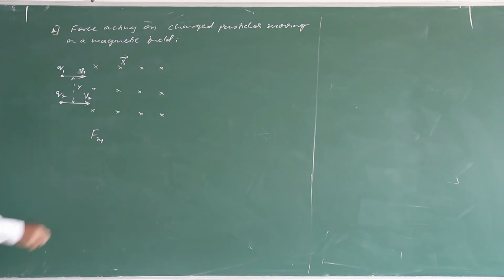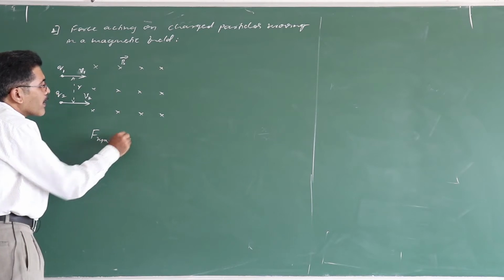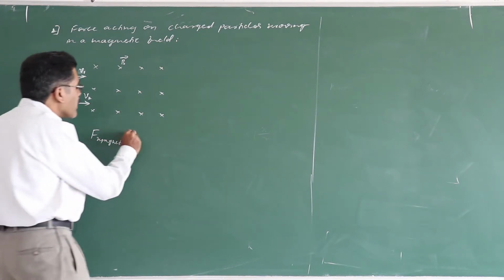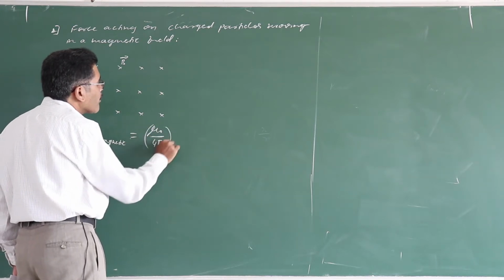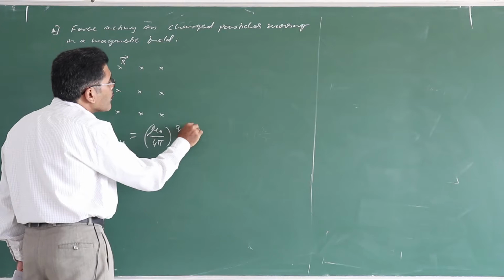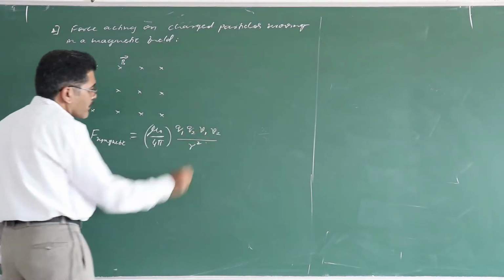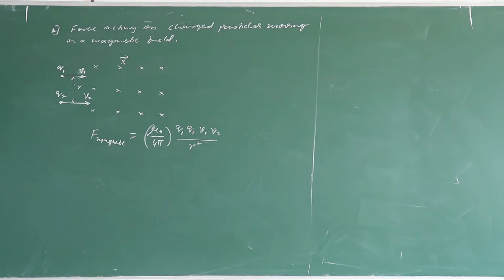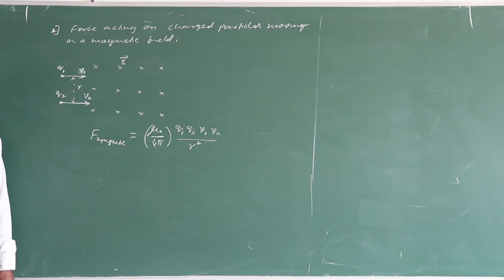The force due to magnetic field acting between them is given by mu naught by 4 pi Q1 into Q2 V1 into V2 divided by R square. See, this is the force of attraction between them. We have taken like charges. If they are unlike charges, there will be force of repulsion between them.